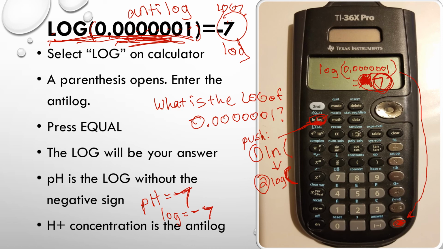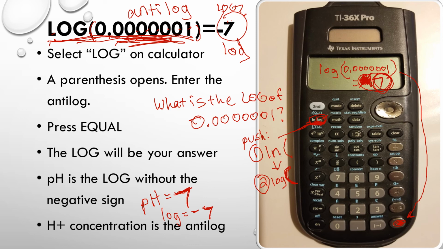You just find the log of something: you type in log, put the number in the parentheses, and you hit equals. And it'll give you a negative number in these specific instances when you're studying pH and logs. You just drop the negative sign, and whatever the number is, that's your pH.